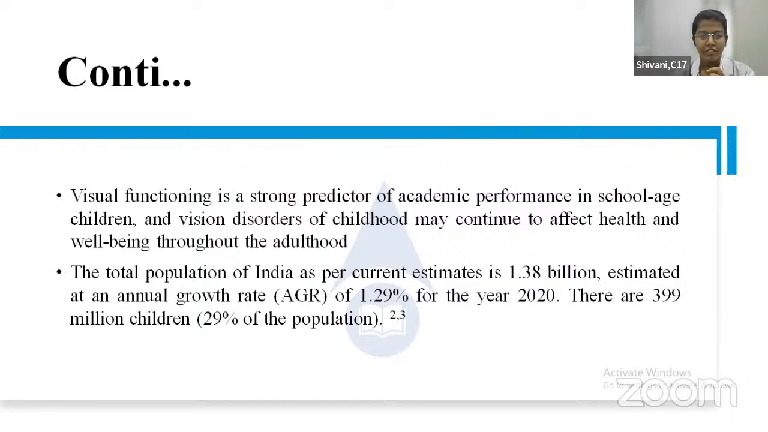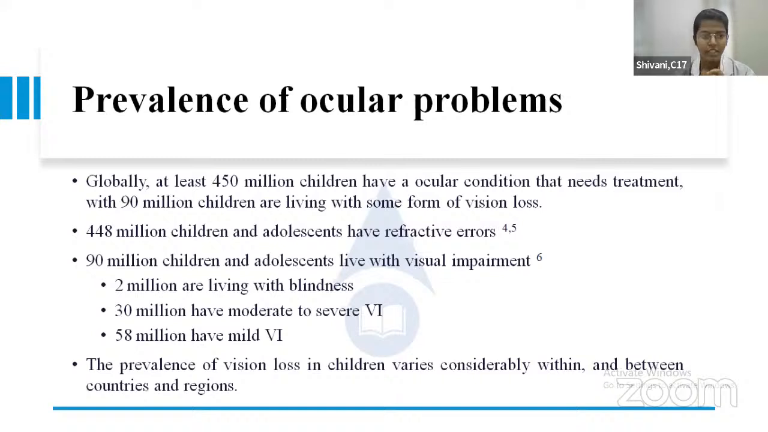The total population of India, as per current estimates, is 1.38 billion, estimated at an annual growth rate (AGR) of 1.29% for the year 2020. There are 399 million children, 29% of the population. Globally, at least 450 million children have an ocular condition that needs treatment, with 90 million children living with some form of visual loss.